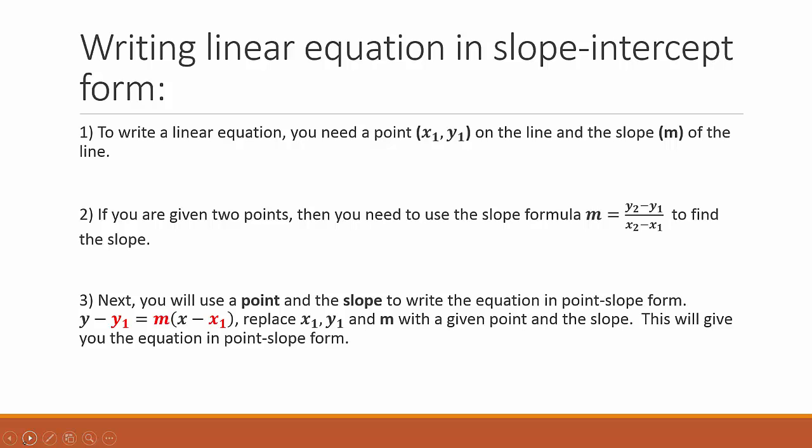Okay, so the next thing that we will do once we have a point and a slope, we will write our equation in point-slope form, which is y minus y sub 1 equals m parentheses x minus x sub 1. Now, in that equation, we will replace three things: the x sub 1, the y sub 1, and the m. The x sub 1 and the y sub 1 will be the information from your point, the coordinates from your point. And the m will be the value of the slope.